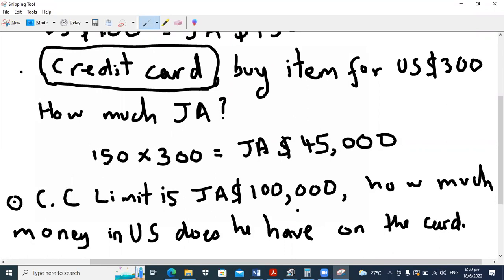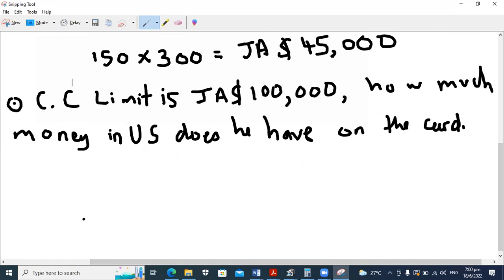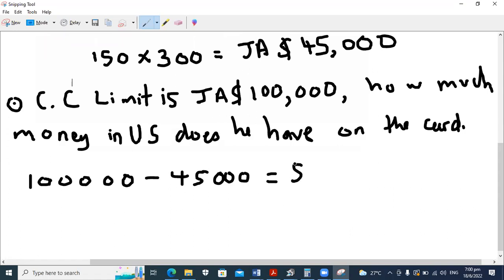So you go minus the 45,000 from the 100,000. Yeah, because you remember the card you use, how much money on the card? 100 grand. And you use the card and you buy 45,000. So you are going to subtract the 45,000 from the 100 grand, which is how much? 55,000. Right.